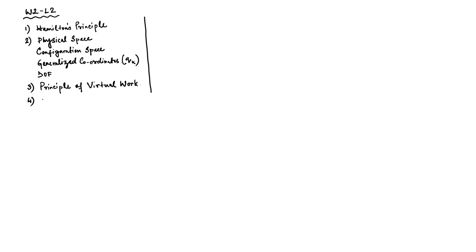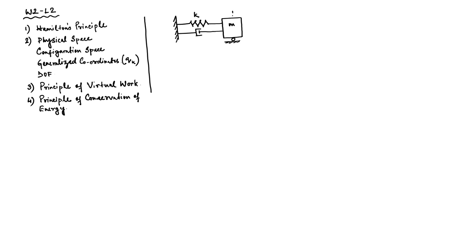So, let us quickly revisit the principle of conservation of energy. For that, let us consider the same example of mass spring dashpot system, and for the time being, because we are considering a case where energy is conserved, we will take these two elements only, although we know there is damping in the system, and for that we have only 1 degree of freedom.